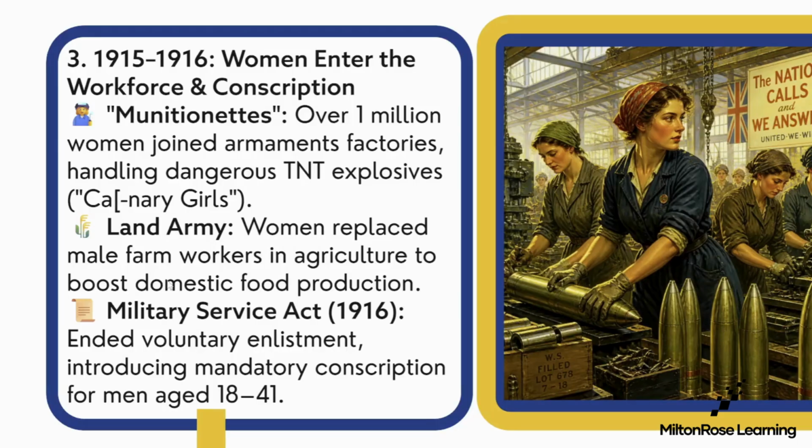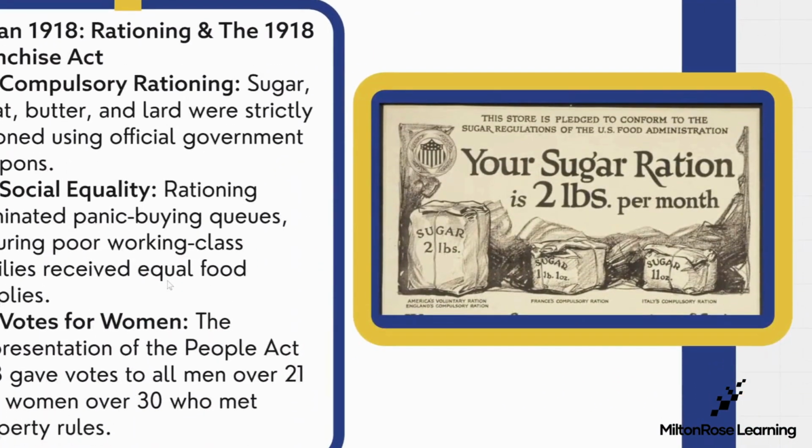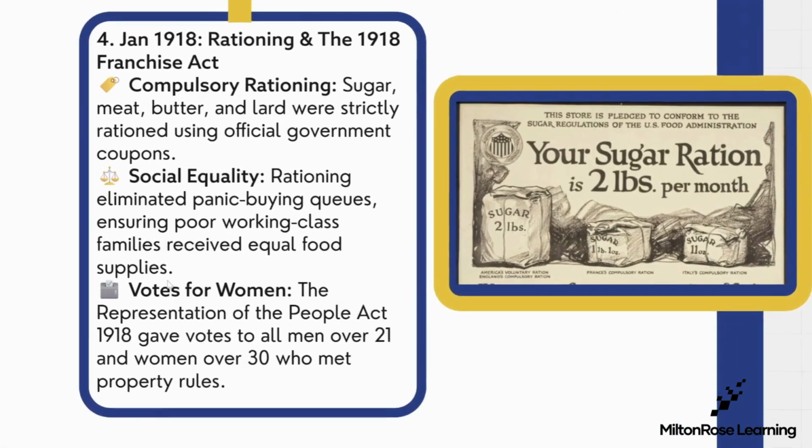And the Military Service Act in 1916 ended voluntary enlistment. This is very important, and it introduced mandatory conscription for men aged 18 to 41. So effectively a broad sweep of the male population will now be forced to join the army. You will not have a choice, and again, a fairly unpopular measure, but this is total war, so you have to scrape up every single able-bodied person within the age range to replace casualties on the Western Front. So massive changes.